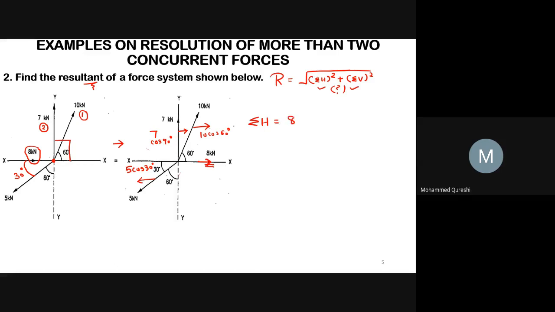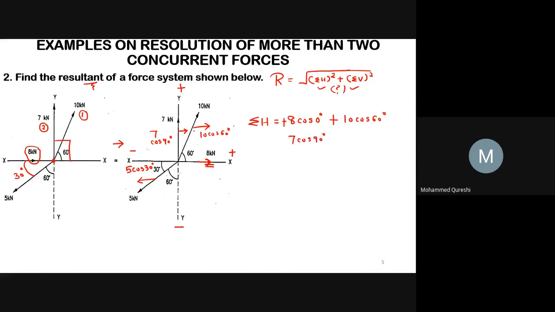So first of all, 8 cos 0 degree. Plus minus, plus minus. In this quadrant, your sigma h will be positive. So here plus 8 cos 0. Then 10 cos 60. This will also be positive as it lies in the first quadrant. Then 7 cos 90.